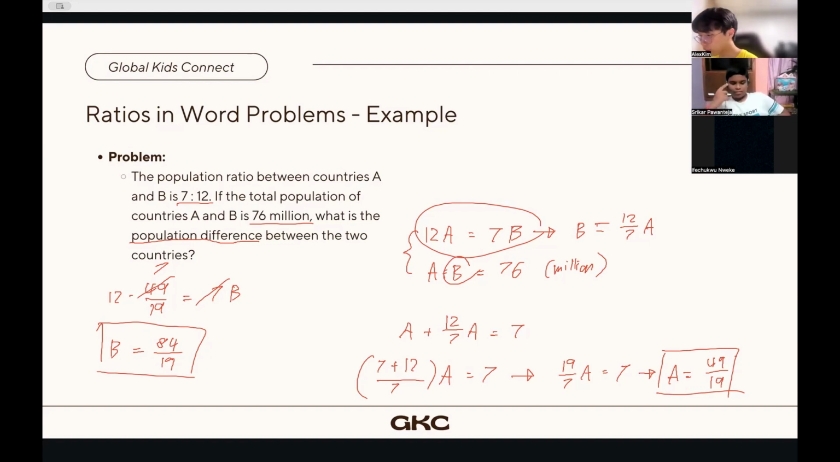And so let me just rewrite A on top here. Excuse me, let me write it a bit better. A is equal to 49 over 19, and B is equal to 84 over 19. And so our final step will be to find the difference between these. So A minus B or B minus A, but then we're going to take the absolute value of whatever we get so that we don't get a negative value. If we do this, then it is 84 minus 49 over 19, which is equal to 35 over 19 million people.